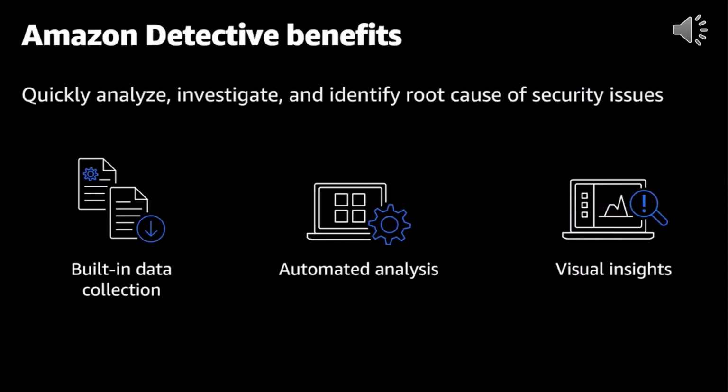AWS Detective is a new service that makes it easier to analyze, investigate, and quickly identify root cause of potential security issues by decreasing complexity and increasing efficiency of security investigations. Detective supports data collection from AWS CloudTrail management events, Amazon VPC flow logs, and Amazon GuardDuty.